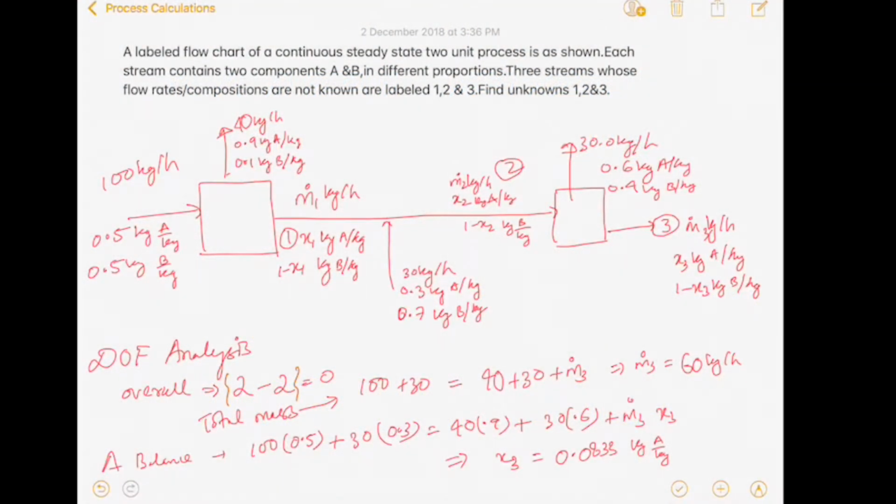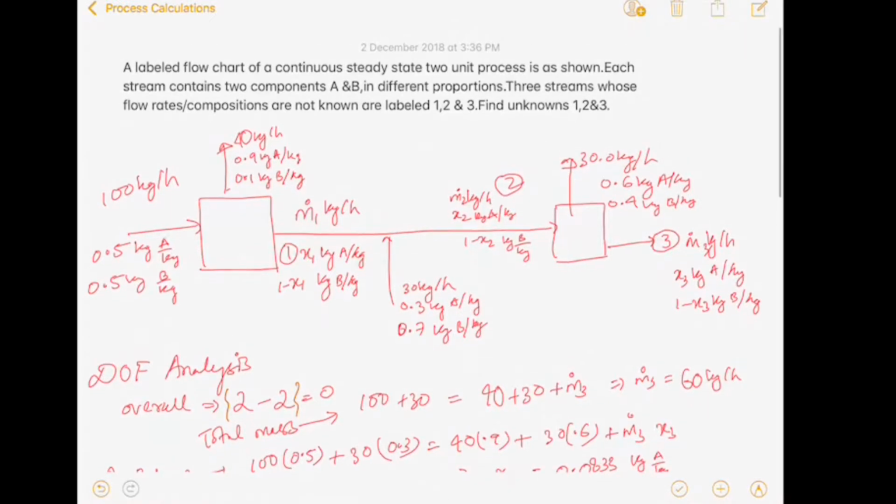Guys, welcome to another video of chemical process calculation. Today I have taken an example of a 2-unit process. So here is the question.